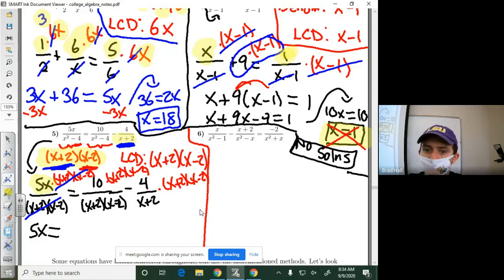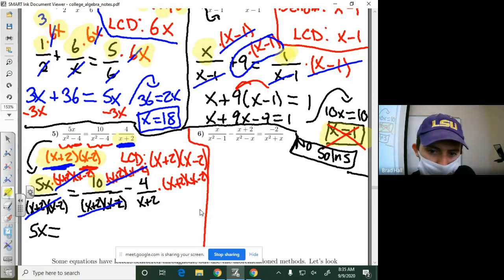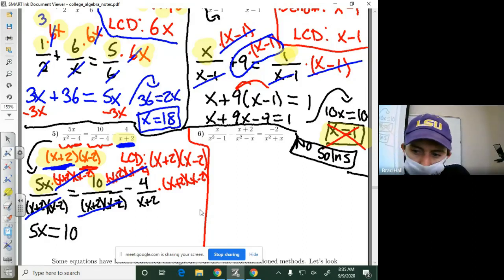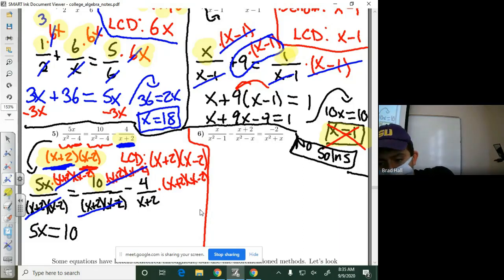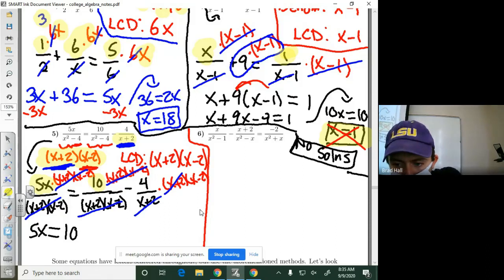Next problem, same exact case. X plus 2, x minus 2 cancels with x plus 2, x minus 2. It's the same exact expression. And all we're left with, so notice how much this cleans up, all we're left with is 10. Now finally, for the last one, there's only an x plus 2 in the denominator. So that will only cancel with the x plus 2 in the numerator. So that means we are still left with a -4 times x minus 2.